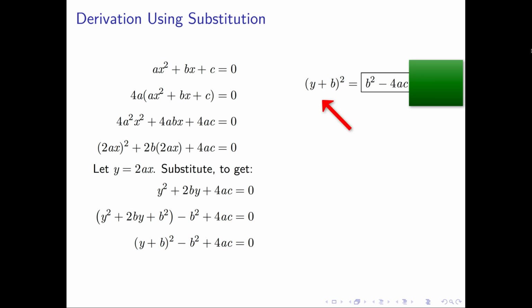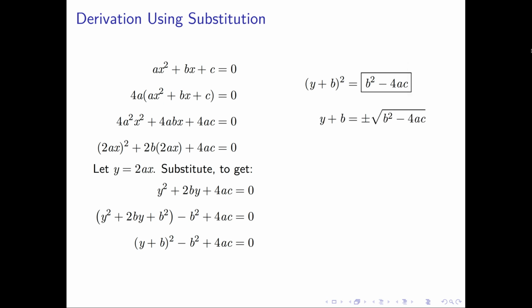The left-hand side of this equation right here is positive. If b squared minus 4ac is 0 or greater, in other words it's not negative, then we can continue by taking square roots of both sides, and we can find a solution. If b squared minus 4ac happens to be negative, then its square root in the real numbers is not defined, and there is no solution.